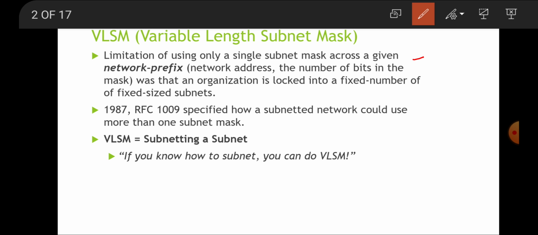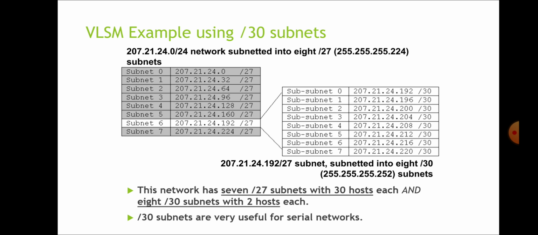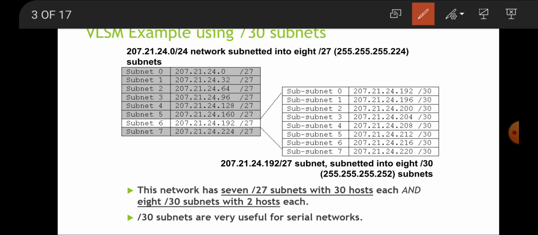If you know how to subnet, you can do VLSM. If you have gone through the last lecture, I hope you understand subnetting, and then you will understand VLSM. Here I am taking one VLSM example. Suppose here is the IP address 207.21.24.0/24. So it is one network to be subnetted.